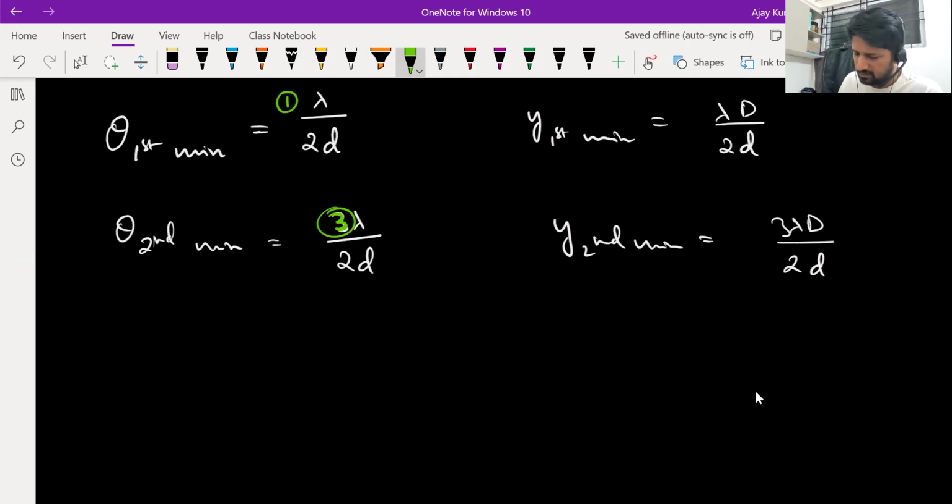So if we generalize that pattern, that sequence, angular position of nth minimum, can one of you tell me what the general term will be? 1, 3, 5, 7, and so on. How do we generalize this series? 2n plus 1 lambda by 2d. If it is 2n plus 1, substitute n as 1, it becomes 3. So it indicates that the first minimum is at 3 lambda by 2d. It's not 2n plus 1. What is the other way to write a series of odd multiples?